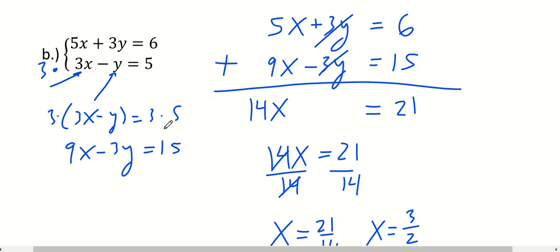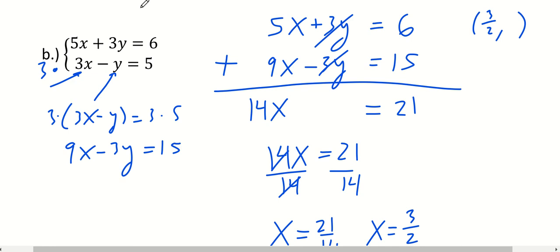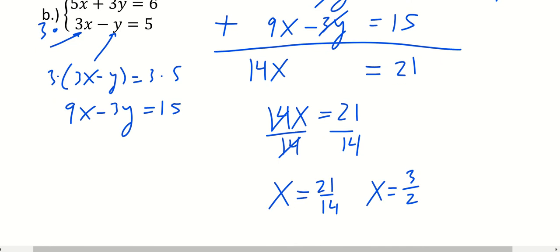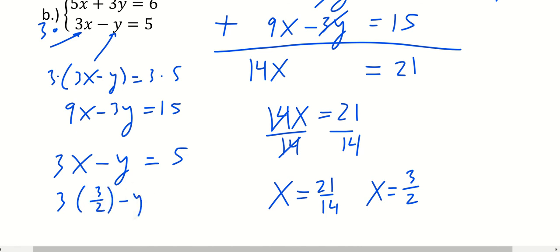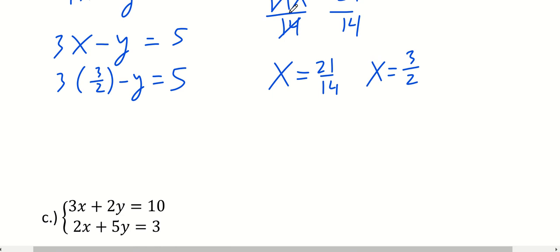To now find the y coordinate of our solution, all we need to do is take x equals 3 halves and plug it into any one of the original equations. Maybe I'll plug it into the second one. So everywhere we see an x, I'm going to put 3 halves, like this. And now we just have to solve for y. 3 times 3 halves is the same thing as 3 over 1 times 3 halves, which would give us 9 halves. So we have 9 halves minus y equals 5.